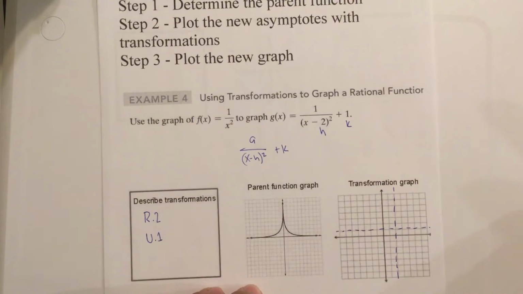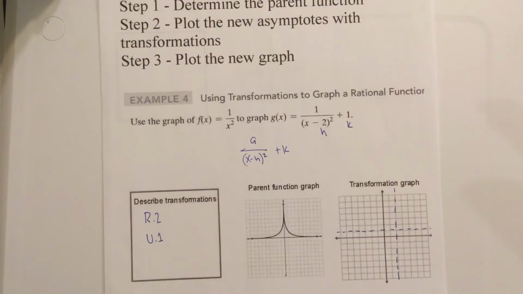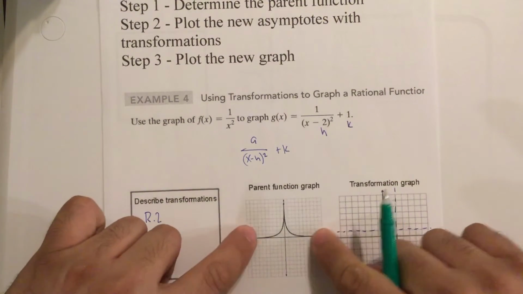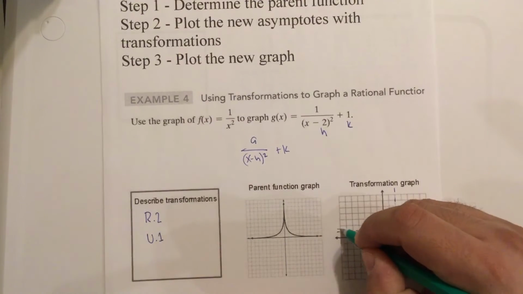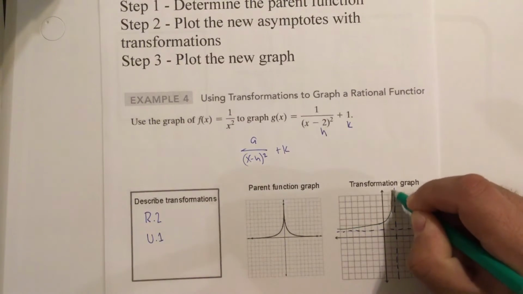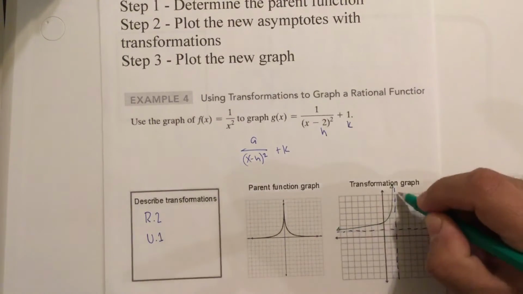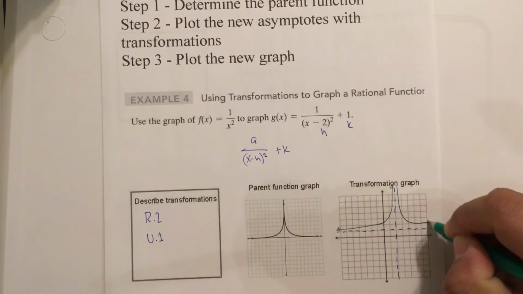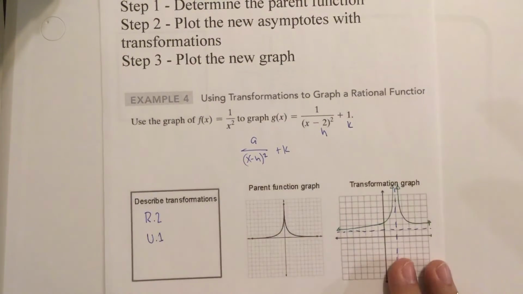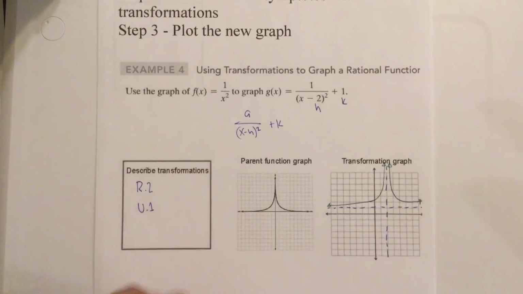And now we just take these branches and we're going to graph them in the same manner. So both of them are going up, so we're going to draw these close to the asymptotes, not crossing or touching, and they're both going up. So we see you have that there, and we have that there. So right 2, up 1. Let's go ahead and take a look at the next example.